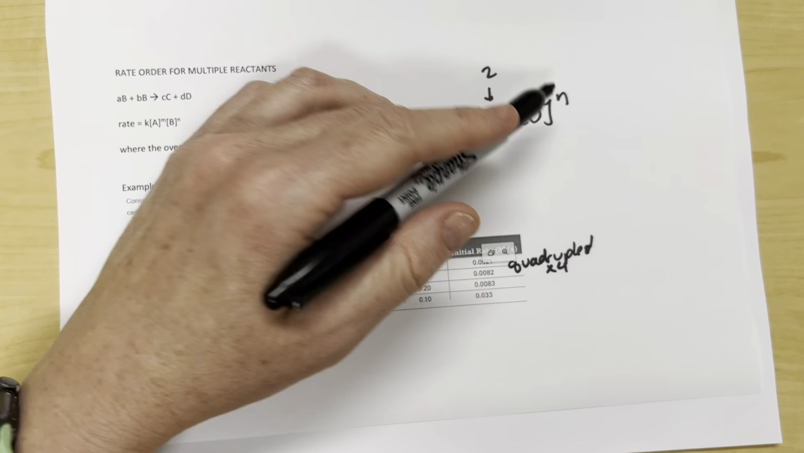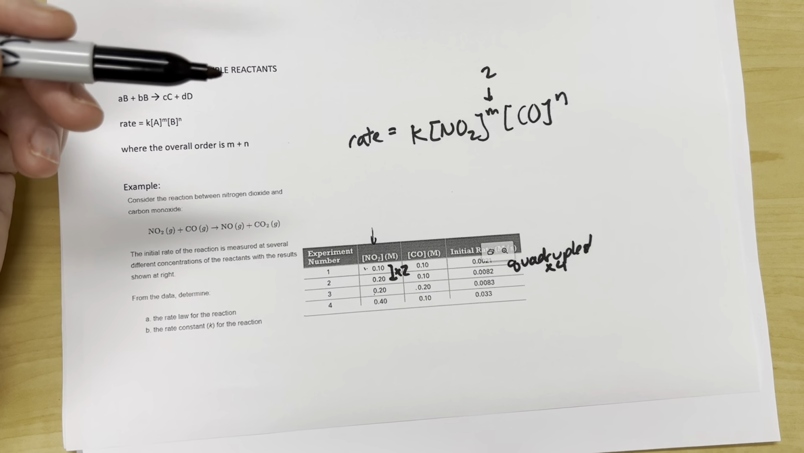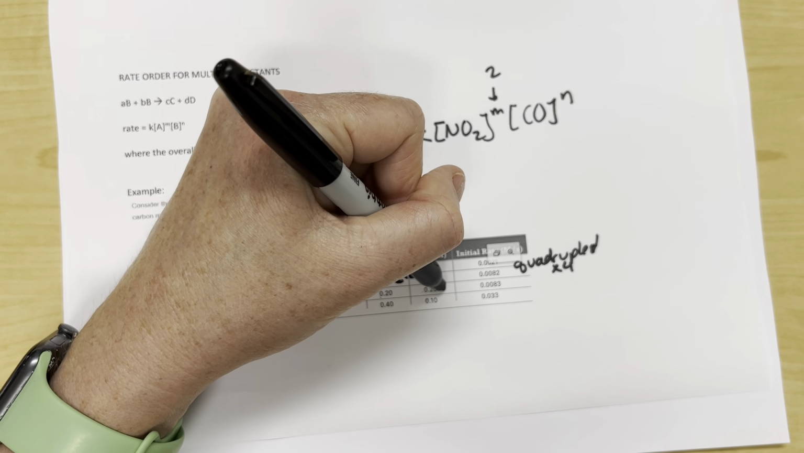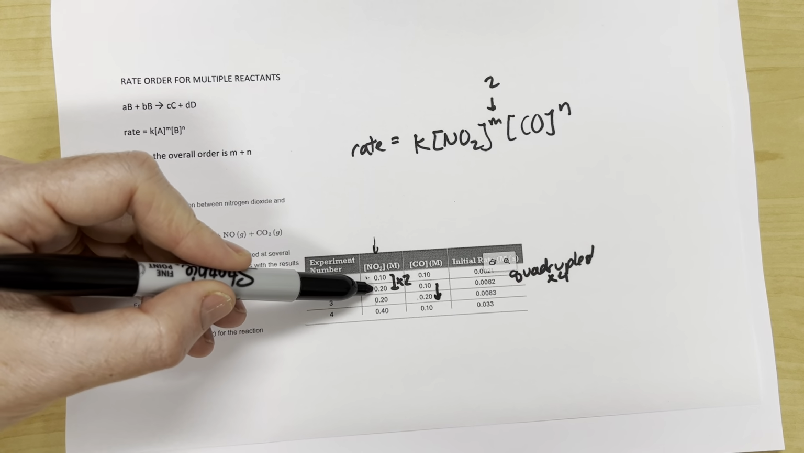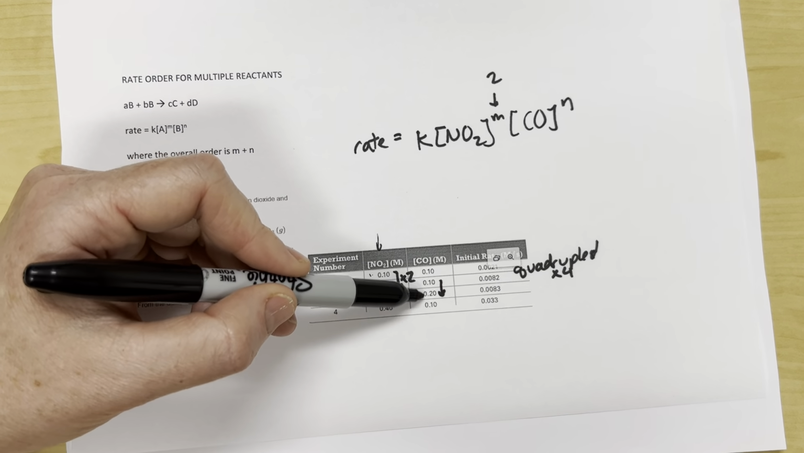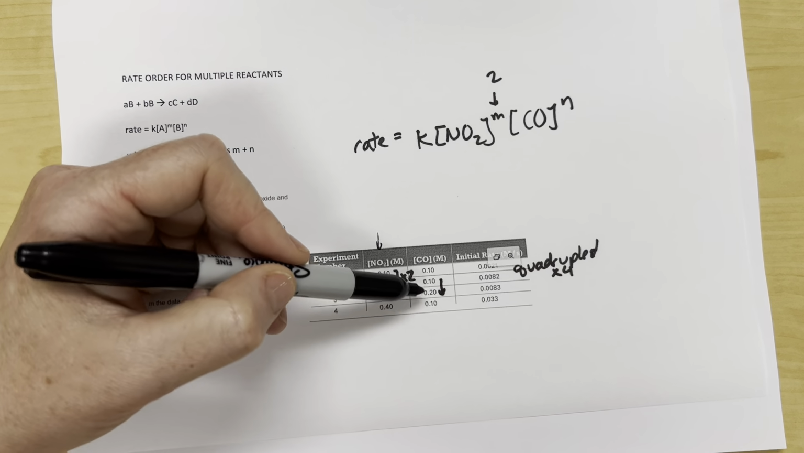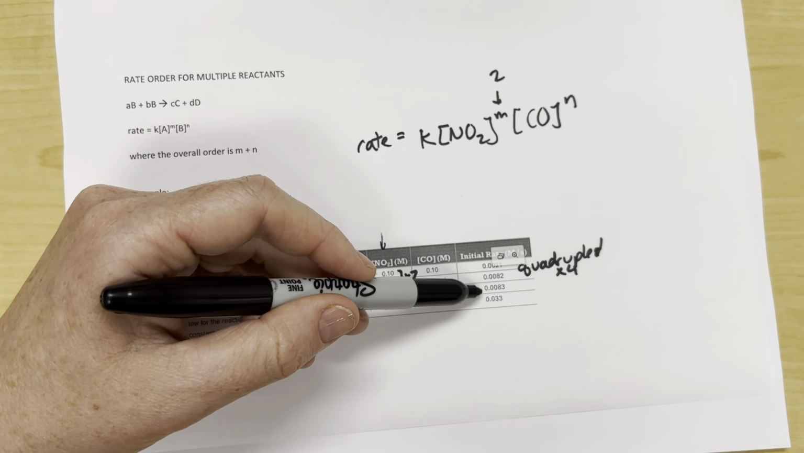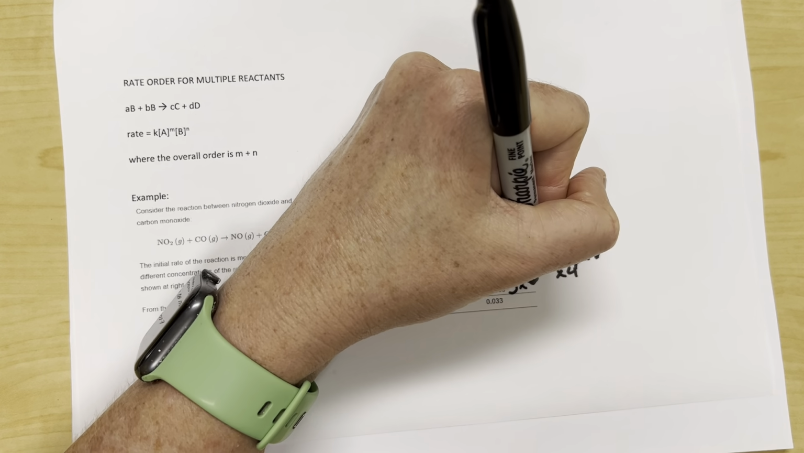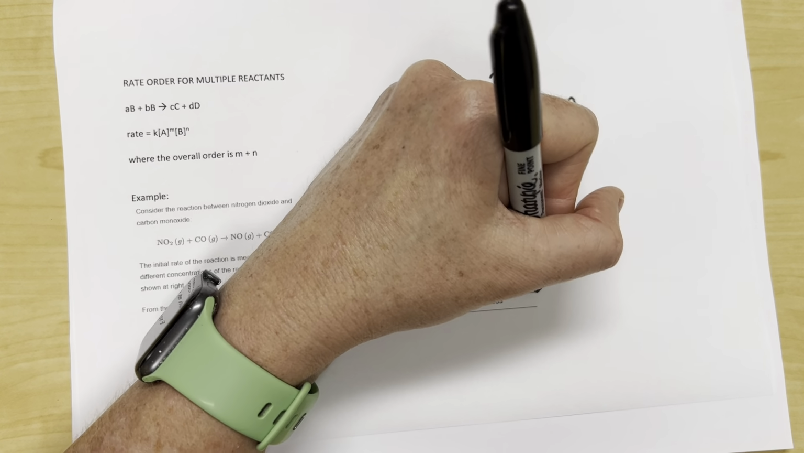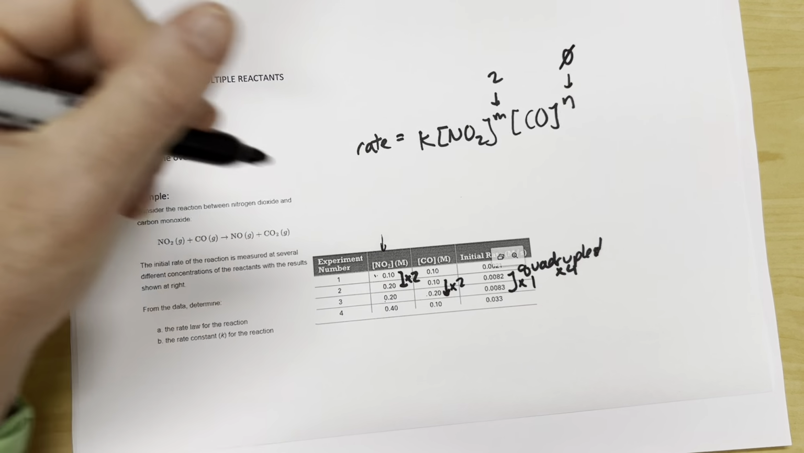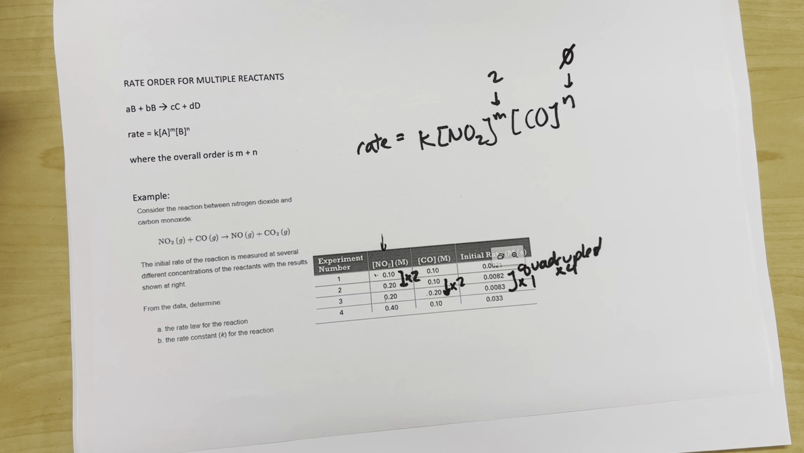All right, now let's look at CO. For CO, I'm looking for where NO2 stayed the same but CO doubled, and I see that from here to here. Here, NO2 was 0.2 in both runs, but here the CO doubled. And if the CO doubled, what happened to the rate? Ah, it stayed the same. So if the CO doubled but the rate didn't change by anything, it stayed by 1, that would make this a 0 order. It didn't change at all, and therefore that's going to be a 0 order.